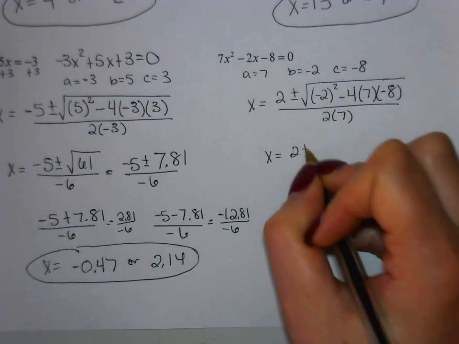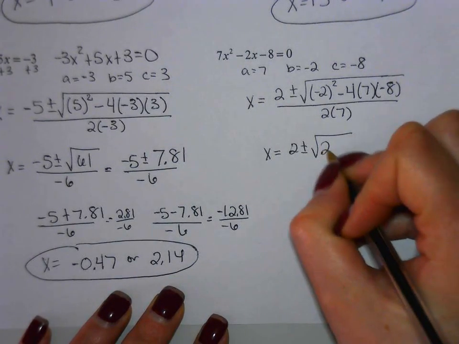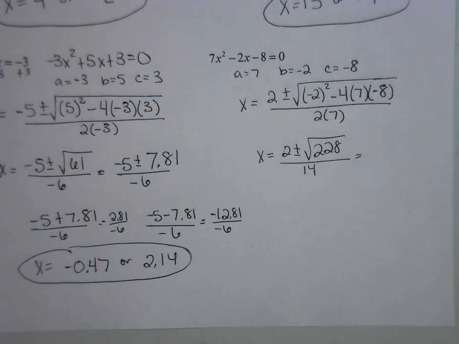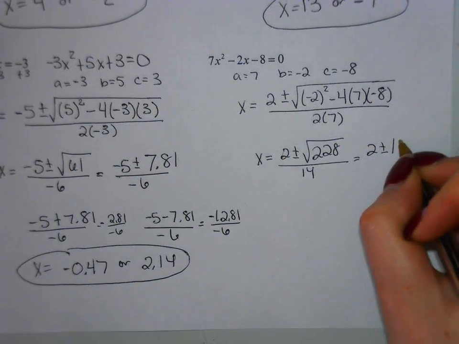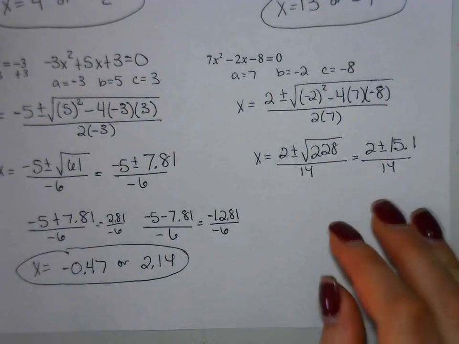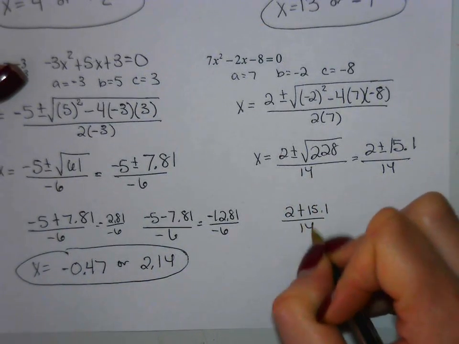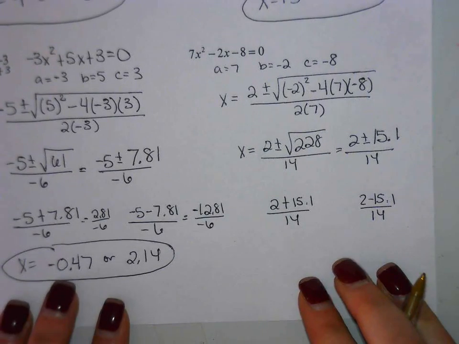To find the discriminant, we take negative 2 squared minus 4 times 7 times negative 8, which is 228. And we're dividing by 2 times 7, which is 14. Then the square root of 228, when it's rounded, we end up with 15 and 1 tenth divided by 14. So we have 2 plus 15 and 1 tenth divided by 14, and 2 minus 15 and 1 tenth divided by 14. Let's start solving these two.